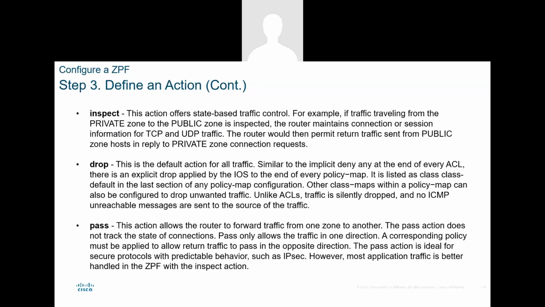Now, the drop is the implicit deny policy. This drop action blocks traffic by default. As we talked about, it's similar to the ACL deny rule. Now, every ZPF policy map has an implicit drop rule at the end of it. This means that any traffic not explicitly permitted is automatically denied. So if the traffic matches the drop rule, it's silently discarded without sending an ICMP unreachable message. This prevents attackers from probing the network to identify the firewall rules.